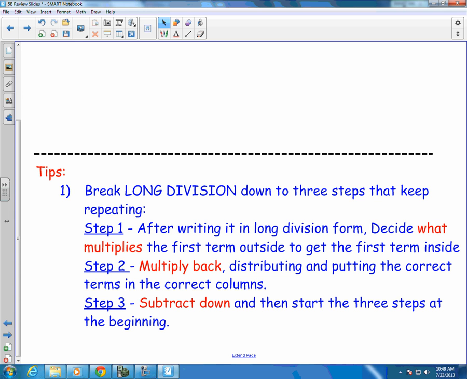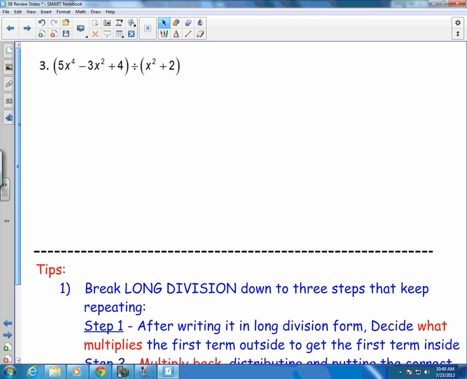Step two is to multiply back. Take the number that's on top, multiply it back times the divisor, the number that you're dividing into, and put the numbers in the correct column based upon what their degree would be, what the exponent of the x term would be. And then lastly, subtract down, and you'll get another number, and then you start the process at the beginning. I'll show you what that looks like with this particular question.